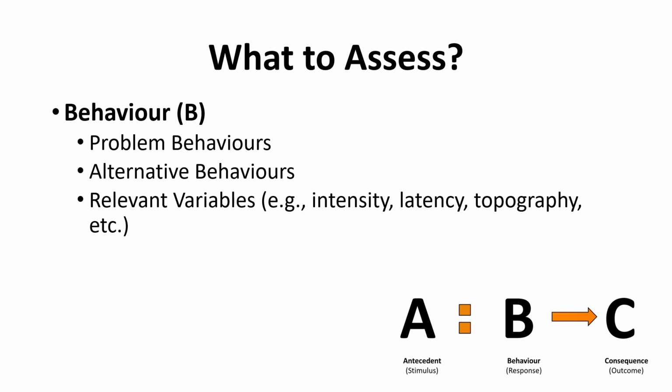It's a lot easier to train someone out of a particular problem behavior if you can give them an alternative behavior instead. We also want to try and identify some of the variables that might be relevant to this behavior occurring. So how intense is it? When does it happen? How does it happen in relation to other events? Where does it occur? Things like that. So as much information as you can get about that problem behavior, you want to collect all of that together so that you can start from an informed place.